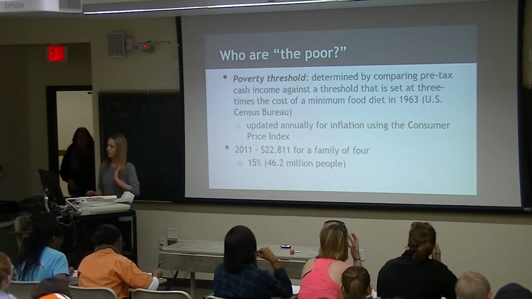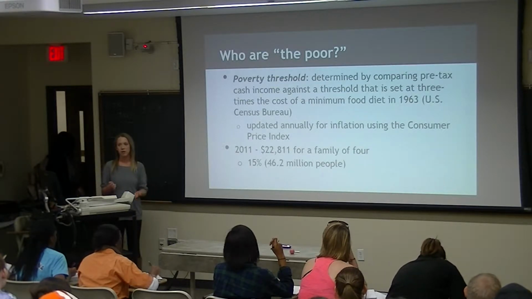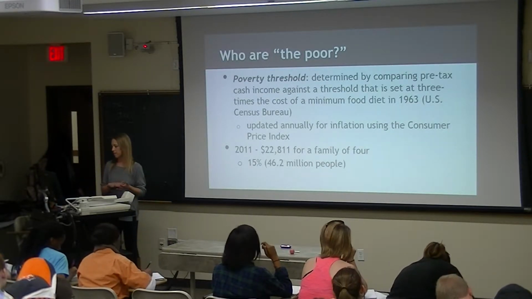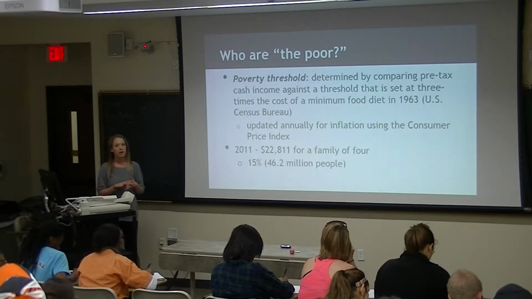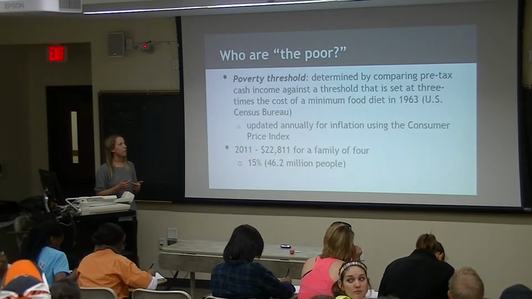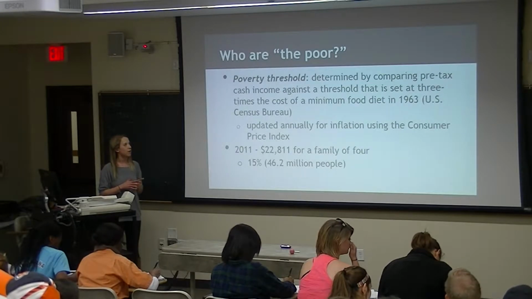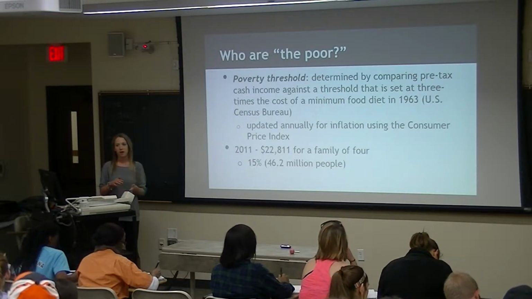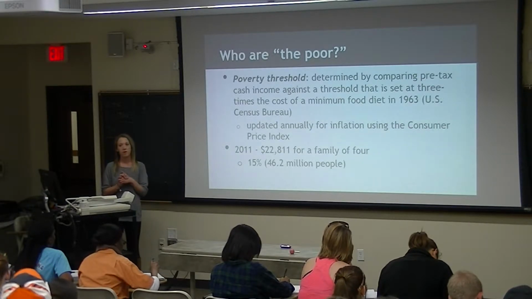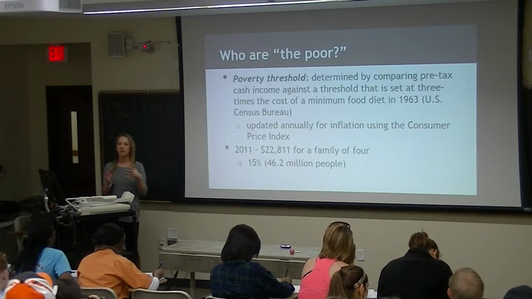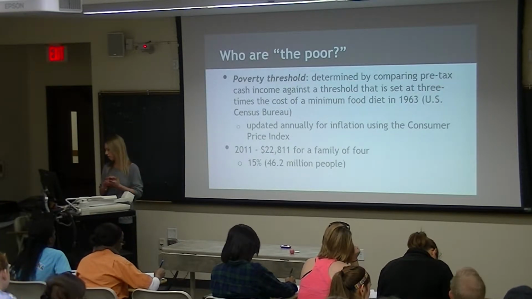Okay, so I just want to start with a quick overview of who are the poor in the United States, who are impoverished segments of society. I know you guys went over the poverty line before, but just a quick run through. The poverty threshold is determined by comparing pre-tax cash income against the threshold that is set at 3 times the cost of a minimum food diet in 1963. And this is used by the U.S. Census Bureau, and it's adjusted each year to account for inflation and the consumer price index.